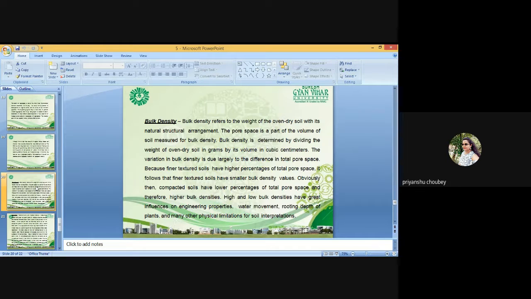It ranges from 40 to 50% in sandy soil, approximately 50% in medium textured soil, and can be 60% in clay soil. Clay soil, especially with expanding type of minerals, may exceed the porosity of dry soil because of its swelling upon wetting.